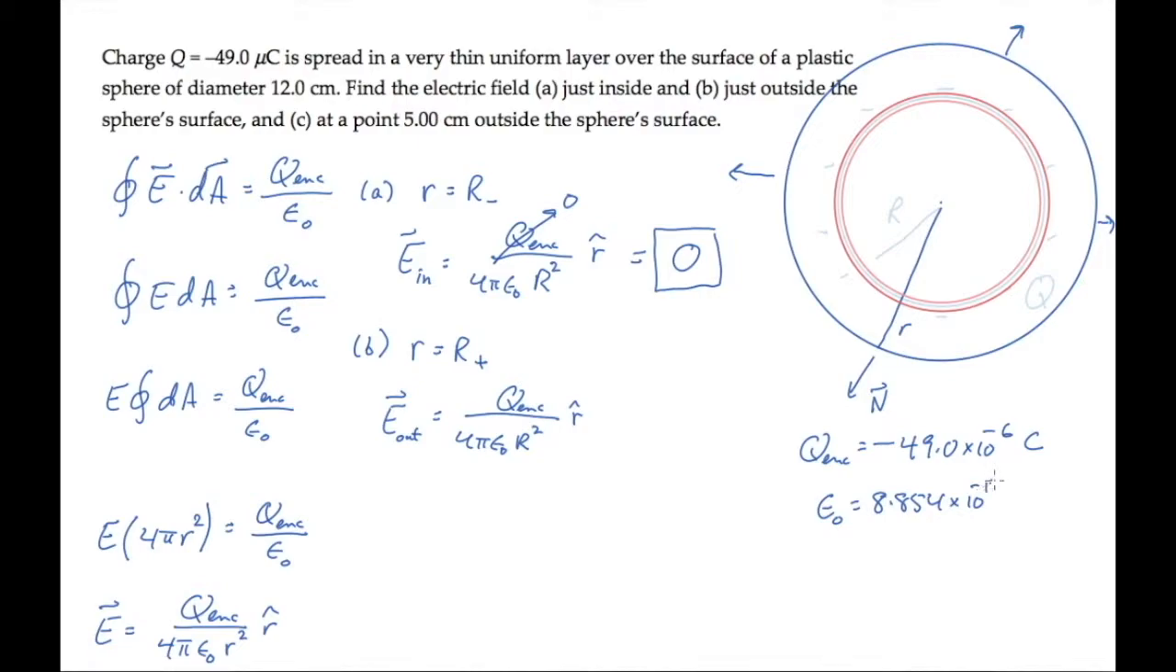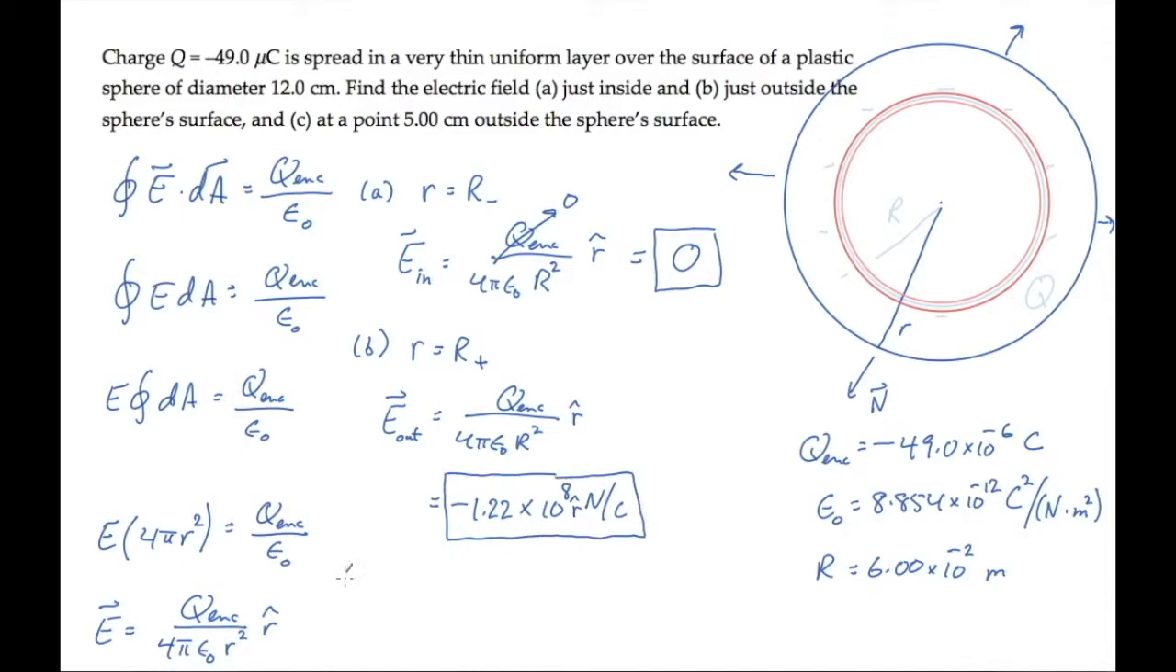So when we substitute the enclosed charge, which is the total charge Q, and the values for epsilon naught and capital R, we find that the electric field just outside the plastic sphere has this value. It's directed along minus r hat because the enclosed charge is negative.